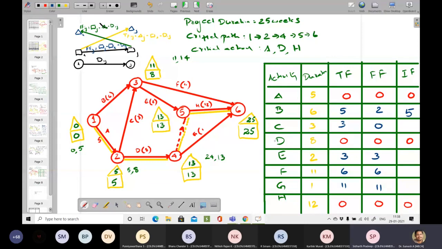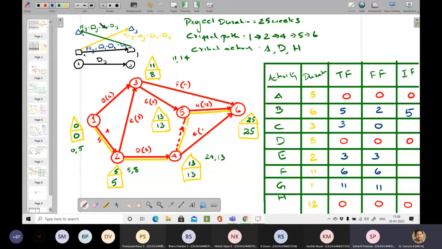Wait, sir. 8 minus 5, 11 minus 5, 6 minus 3. 3, sir. C is 3. Yes, sir, not 2. You see, it is triangle J. So triangle J is 8.